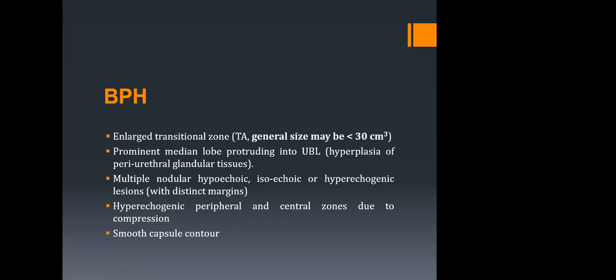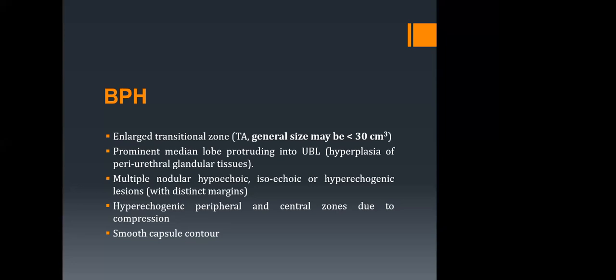Now, what am I trying to mean? At the start, I said the transitional zone is the zone that is responsible for this BPH. It is the predominant area that produces this BPH. I hope this is clear. So, because it is predominantly anterior, it compresses the zones posterior to it, and they become hyperechogenic. But there is something very funny, and I want you to listen to this carefully.